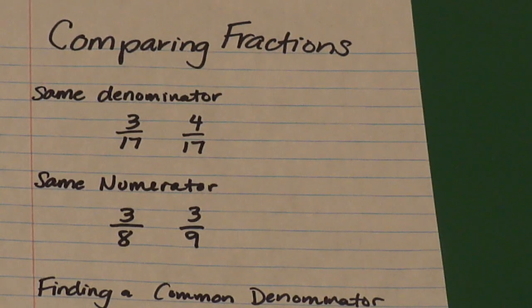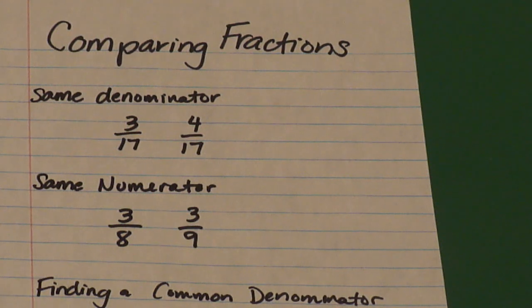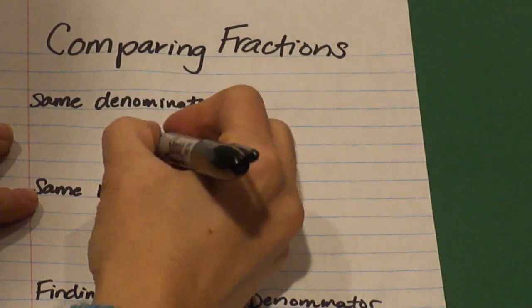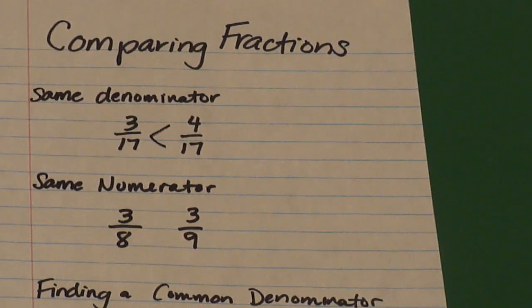When comparing fractions, there's three scenarios. Either our numerators or the denominators are the same, or nothing is the same. In this first problem, 3/17 and 4/17, it's simple to see that 4/17 is greater because there are more 17ths.